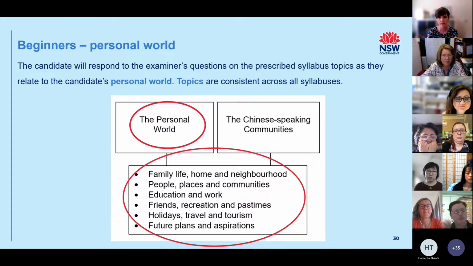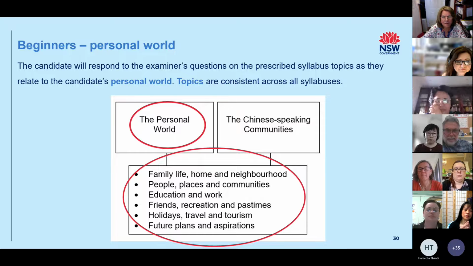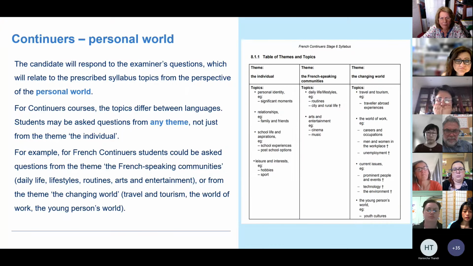For beginners, an HSC style of speaking assessment will relate to the prescribed syllabus topics from the perspective of the personal world. Prescribed topics are consistent across all beginners' syllabuses. For continuers, the candidate will respond to the examiner's questions, which will relate to the prescribed syllabus topics from the perspective of the personal world.